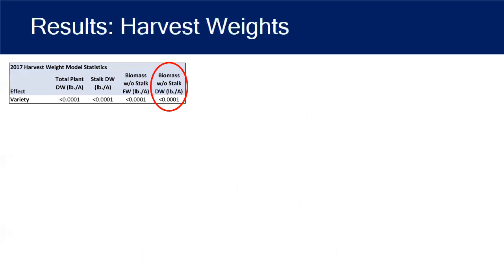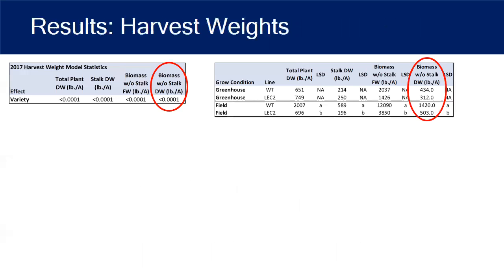Harvest weights were significant for variety in 2017. I have highlighted here what we want to talk about just to show you how bad 2017 was in terms of being seeded late. We only recovered 1,400 pounds of dry leaf per acre in the wild type. Typical tobacco is anywhere from 2,000 to 3,000 pounds per acre, so this was way off.